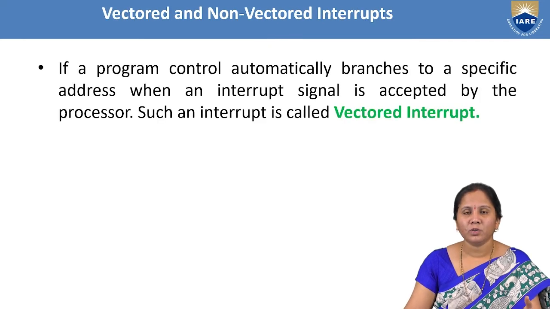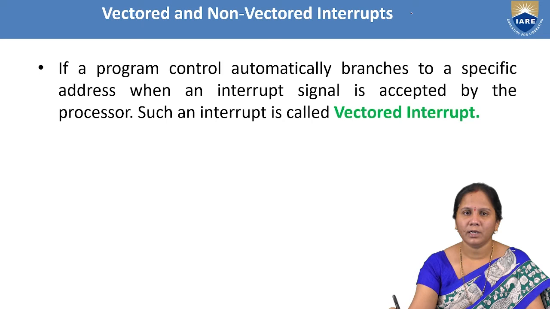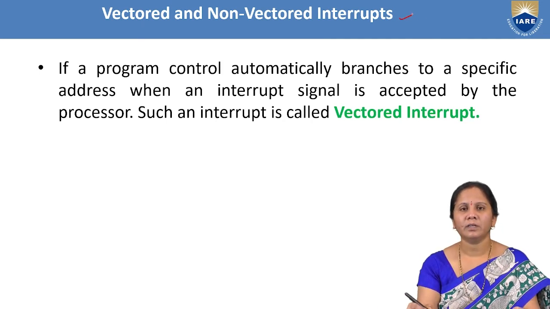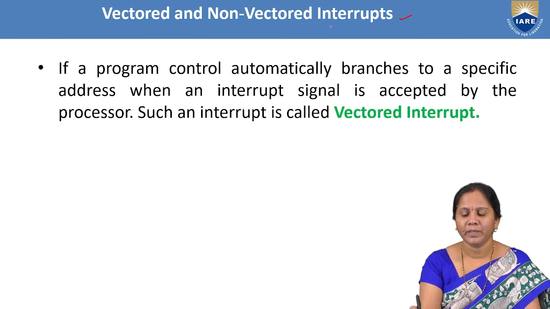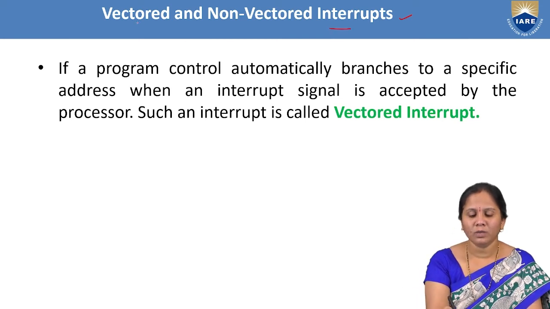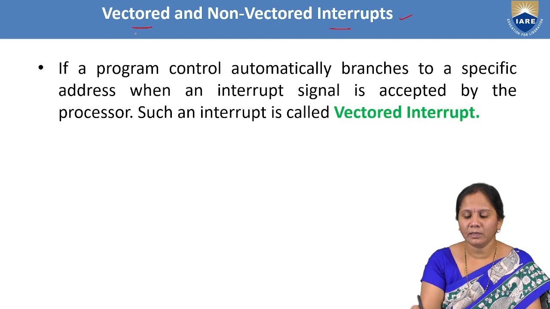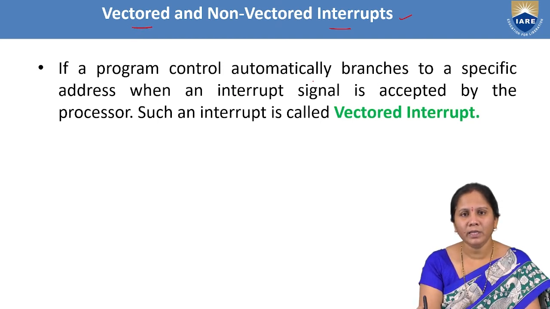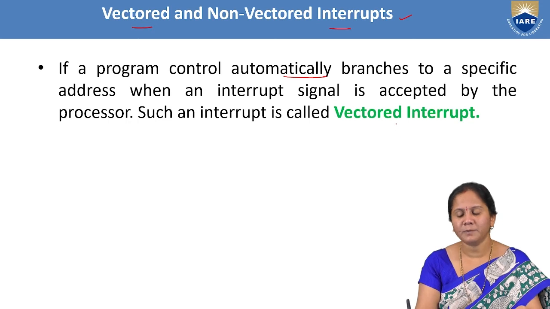So that is what about the first classification, that is hardware and software interrupts. Coming to the second classification, it is vectored and non-vectored interrupts. In simple words, vectored means no need to provide any address. The control will automatically branch to the specific address. That type of interrupts are called vectored interrupts.